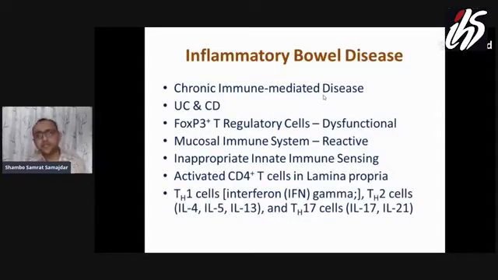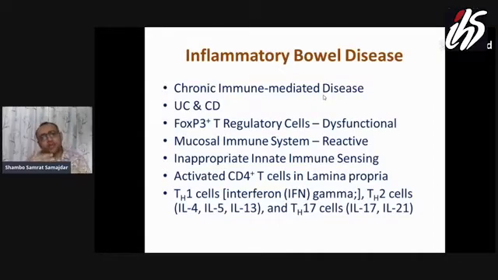While talking about inflammatory bowel disease, it is important to note that it is an immune-mediated disease, chronic in nature. We can see two broad categories: one is ulcerative colitis and the other is Crohn's disease. How does it happen? In our gut, there are T regulatory cells which mediate FOXP3 and keep our immune system regulated, or functional, so that when food reaches the gut, the gut does not act against that food item like a foreign substance.